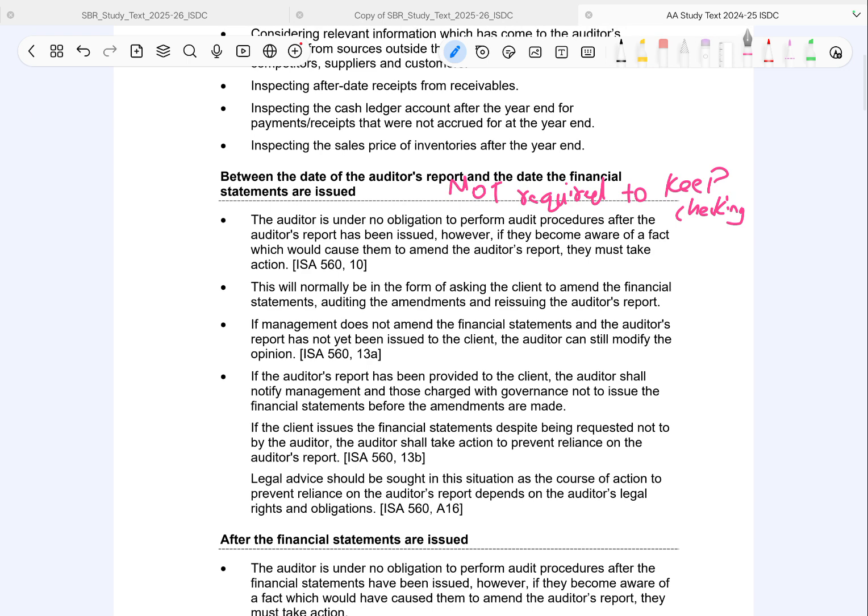Now, what if management refuses? If the report is not yet given, modify the opinion. But if the audit report is already given, tell them not to issue the financials. And if they still go ahead and issue it, the auditor has to take action to prevent reliance on the report. Yes, this can get legal, so legal advice is usually needed here.